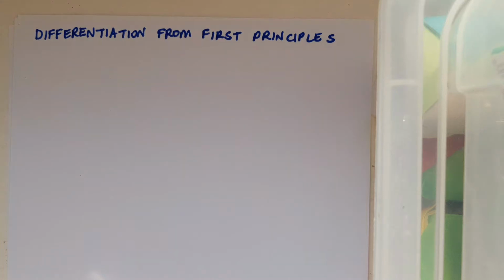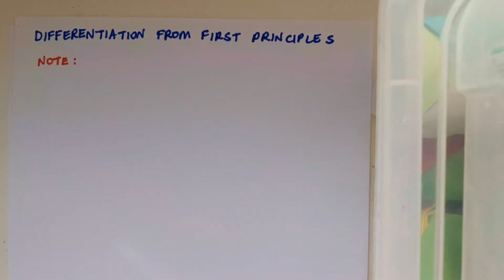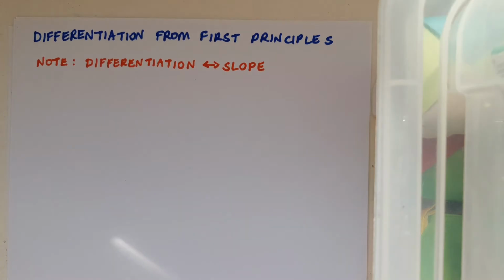This is a short video on differentiation from first principles. The first thing to note before we begin is what differentiation actually is. Differentiation is a way of finding slope. Now, we last came across slope in coordinate geometry, and in coordinate geometry we use certain techniques to calculate slope.